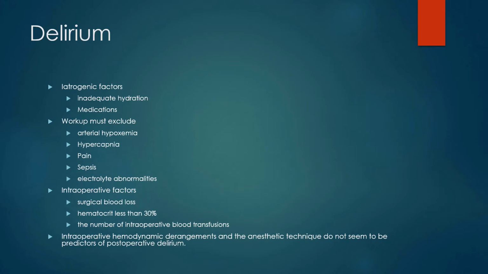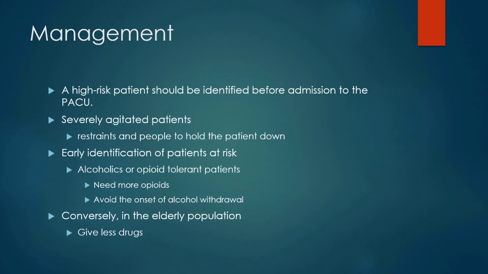In addition to iatrogenic factors like inadequate hydration and medication, your workup should rule out hypoxemia, hypercapnia, pain, sepsis, and electrolyte abnormalities. Intra-op factors that increase your risk are surgical blood loss, hematocrit less than 30, and the number of intra-op blood transfusions. So we must identify the high-risk patients before getting to PACU.